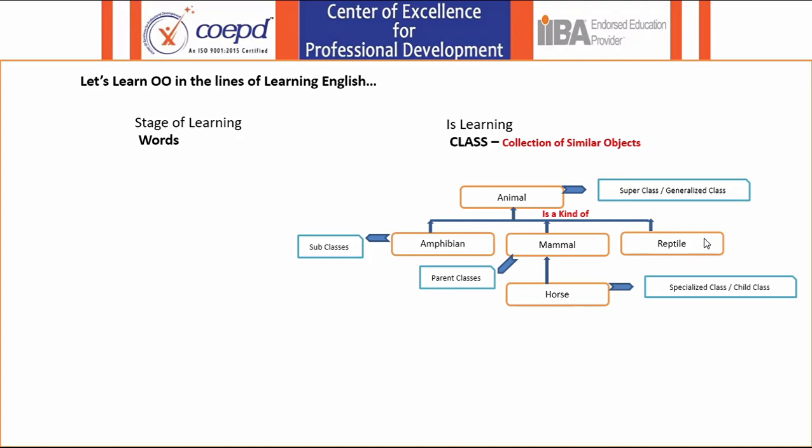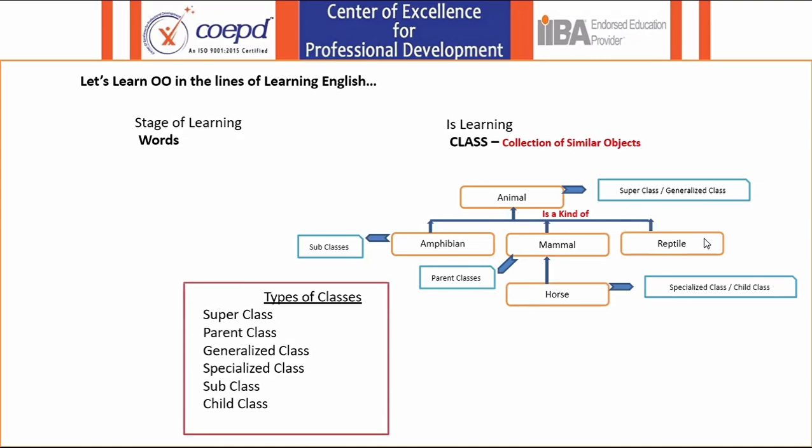Right. And if you look at the whole scenario, there are three levels. Horse is one level, mammal is another level, animal is another level. Now animal is what? The root, right? That means it is called a superclass. So in classes, there are these terms: superclass, parent class, generalized class, specialized class, subclass, child class.